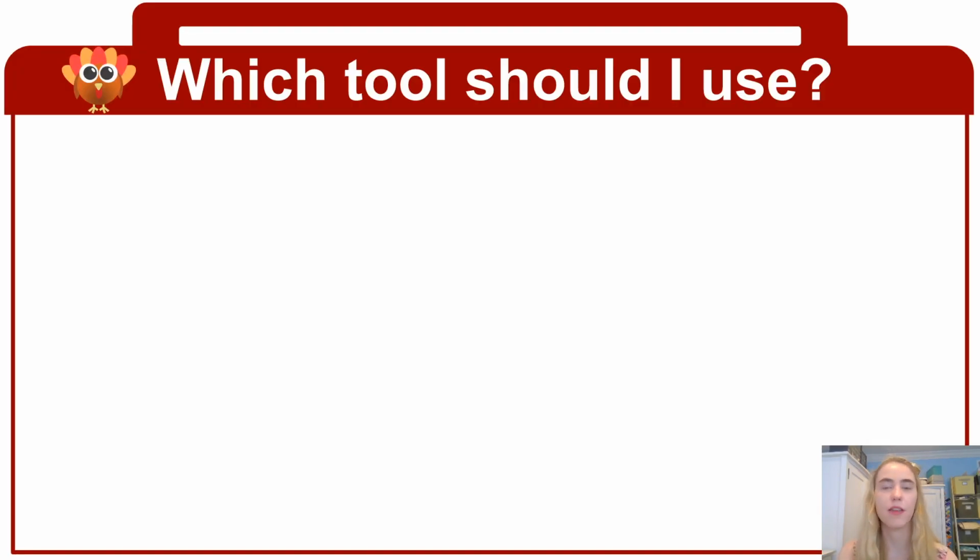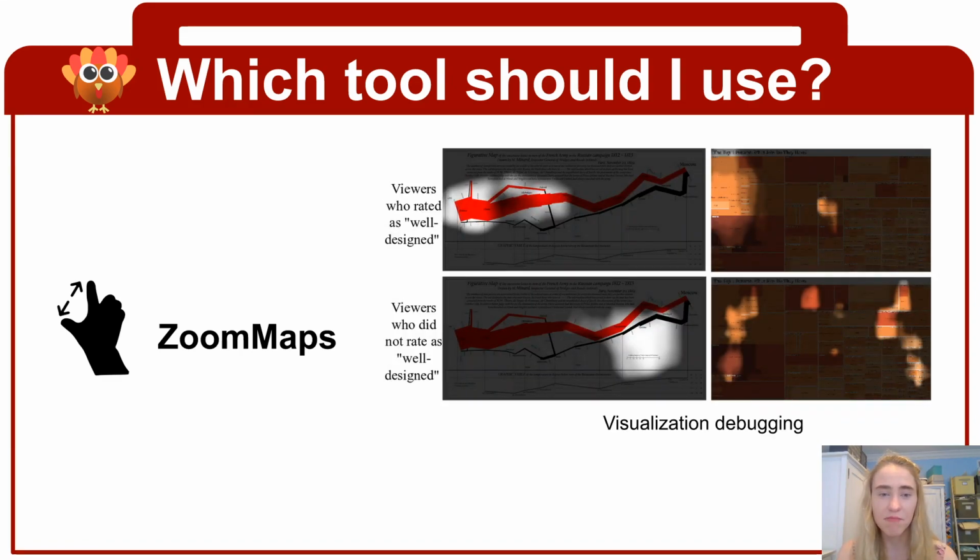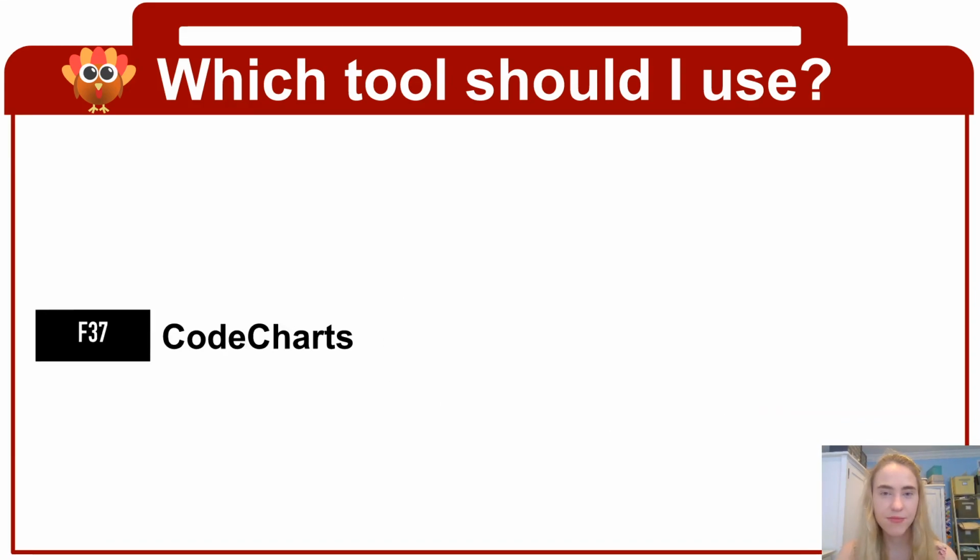That brings us back to the question, which tool should I use? And the answer is that it really does depend on your use case. Zoom Maps is great for multi-scale content. It has a natural interaction mechanism. However, it is a coarser approximation of attention. This makes it good for something like visualization debugging.